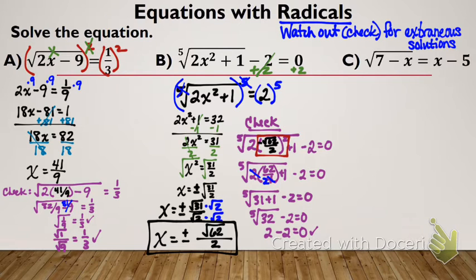On C, I have x's on both sides, right? Normally we want to get our x's to the same side, but if I get my x's to the same side, can I get rid of my radical? No. The radical has to be isolated for me to get rid of it. So how do I get rid of that square root?